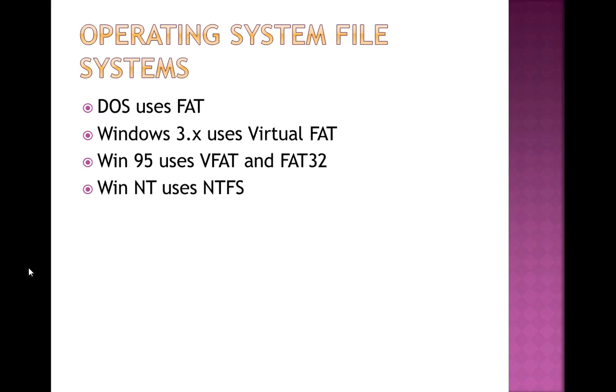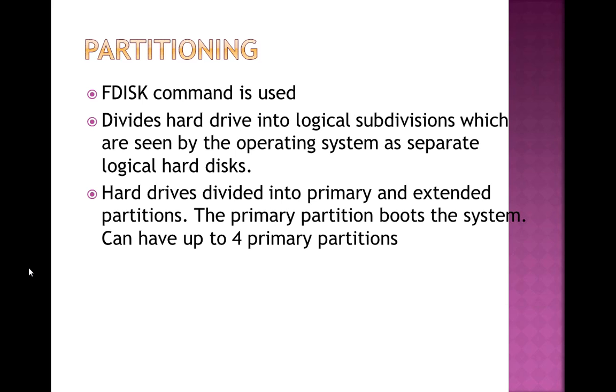Then operating system file systems, that is, these are the file systems that are used by the operating system. Windows 3.x uses virtual FAT, Windows 95 uses vFAT and FAT32, Windows NT uses NTFS. So these are the file systems that are used by different operating systems.